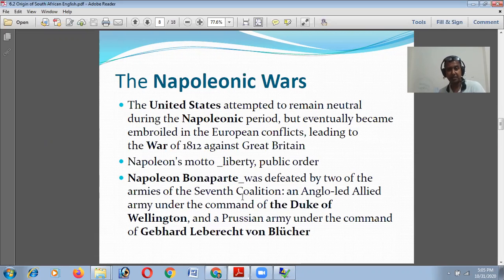Napoleon Bonaparte was defeated by two of the armies of the Seventh Coalition: an Anglo-led allied army under the command of the Duke of Wellington, and a Prussian army under the command of Gebhard Leberecht von Blücher. Napoleon Bonaparte was successful in his fourth campaign, but in the fifth and last campaign, he was defeated by the British army under the guidance of the Duke of Wellington.